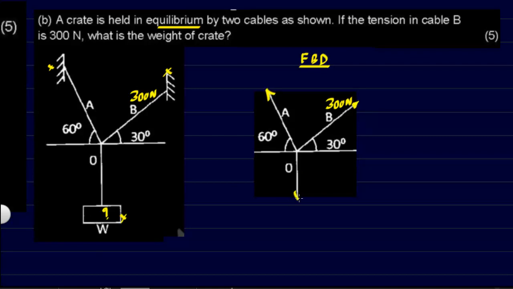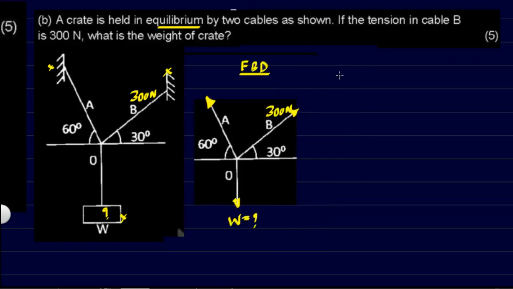Fine. So because A and B both are strings, there will be tension acting in both the strings, and tension, we know, always pulls away from the point. So the tension in B has been given as 300. Tension in A is unknown. We don't need it actually. And this here is W. So W is what we are supposed to find in this particular problem.